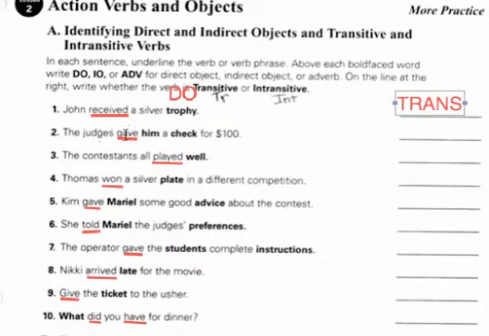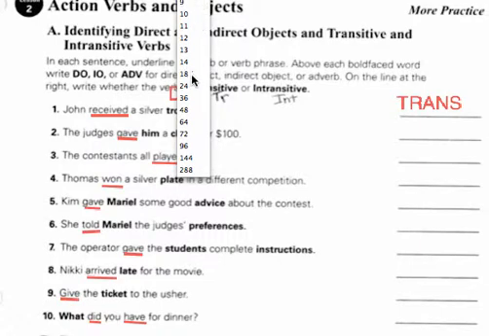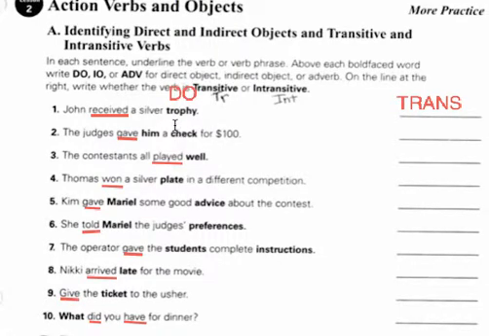All right, let's look over here. The judges gave him a check for $100. Well, first things first, we have a prepositional phrase, for $100, put parentheses around that. Now, we have two words in bold. What was given? Gave what? Gave a check. That's directly affected. The action of the verb is transferred directly to check. So what does that mean? Well, that means the word check is the direct object.